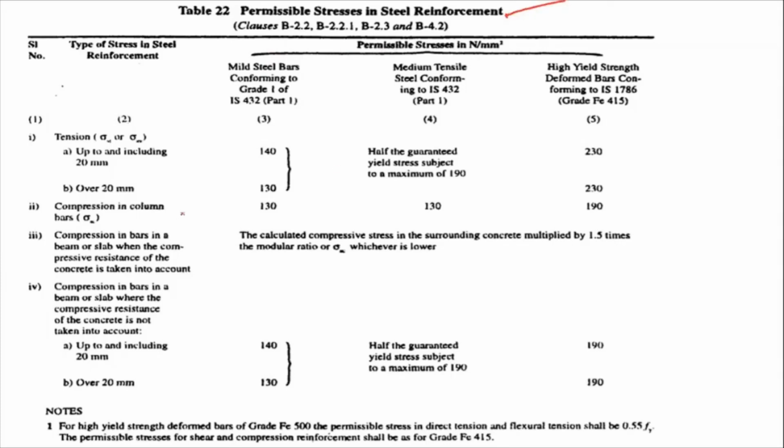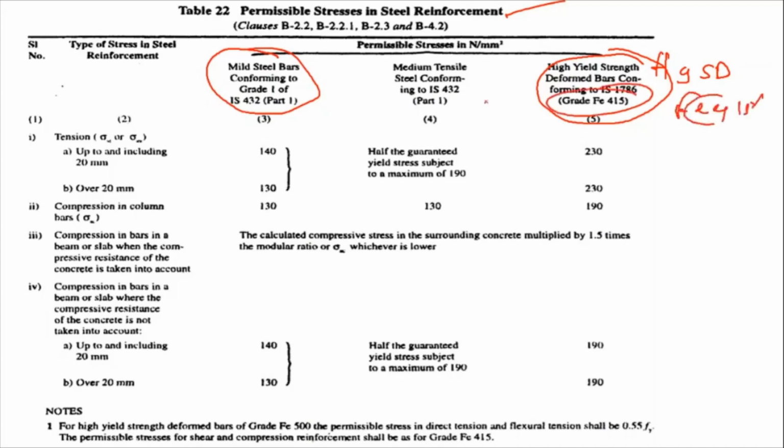Okay, then the next one is related to the permissible stresses in the steel reinforcement. Here basically we use two types of bars mainly. One is the mild steel bars and another one is the HYSD bars. This is related to Fe415, and mild steel bar means Fe250, and you don't need to remember anything about this medium tensile steel.